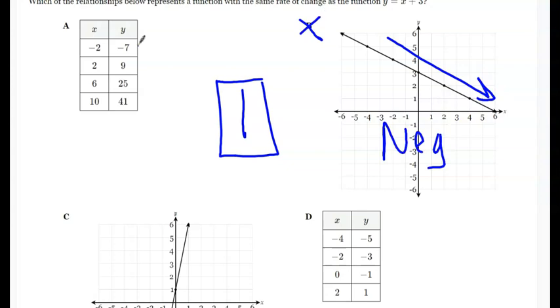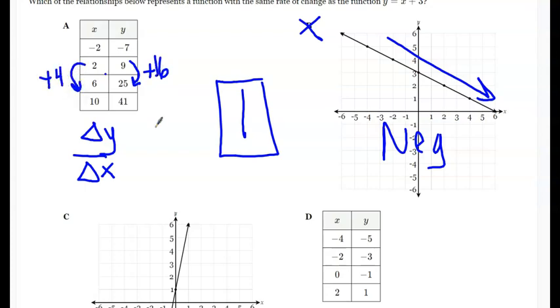All right, option A over here this time is a table. So let's use the rule for tables, which is the change in the y and the change in the x. So I'm going to choose these 2 points. To get from 9 to 25, I go up 16. And to change from 2 to 6, I go up 4. Set the fraction up properly. 16 over 4 is the same as 4, which is not the same as 1. So this one is out as well.